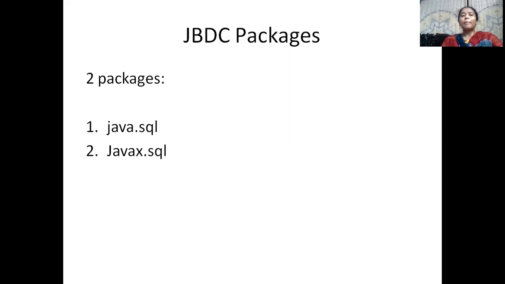And coming to the second package, javax.sql, which is the extension of java.sql. Here the data objects interact with the Java Naming and Directory Interface, and the data objects manage connection pooling and other advanced JDBC features. So these are the two different types of packages which JDBC uses. With the help of these packages, data will be transferred. The two packages are java.sql and javax.sql.